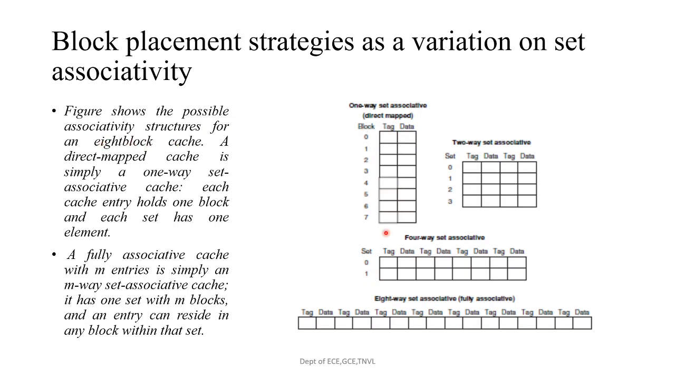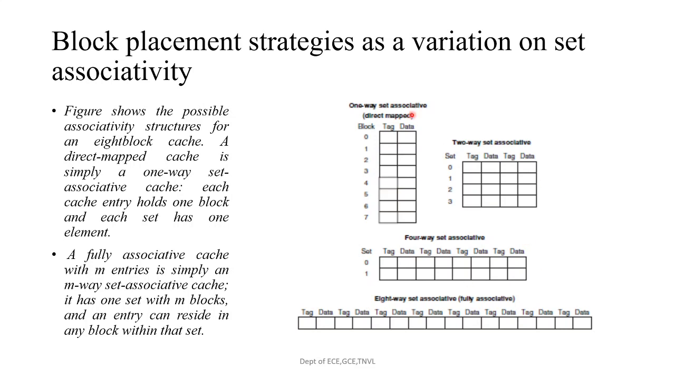If you see here, this is a direct map, but this is a one-way set associative. One-way set associative in the sense it has only one set which has tag as well as the data. The cache size we are having here is 8, so this is an 8 block cache. A direct map cache is simply a one-way set associative cache. Each cache entry holds one block and each set has only one element. But a fully associative cache with m entries is simply an m-way set associative cache. It has one set with m blocks and an entry can reside in any block within that set.